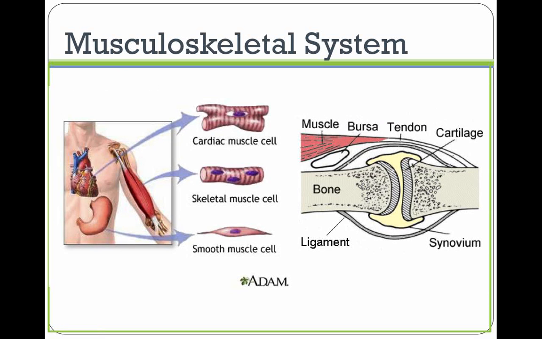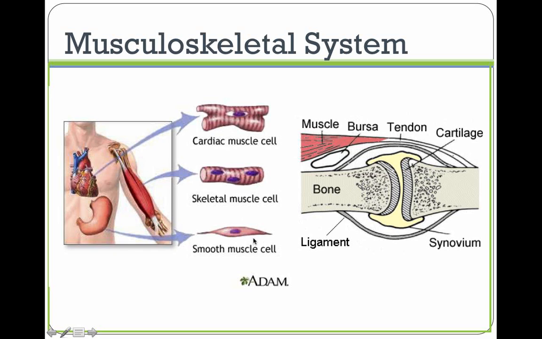Here we see two different pictures. This one on the left mostly has to do with the muscles. And as you can see, there are three main types of muscle cells that we're looking at. Cardiac muscle cells are found only in the heart. Skeletal muscle cells are voluntary. That means you move them. You choose to flex your arm, for example. You choose to kick a ball or something.